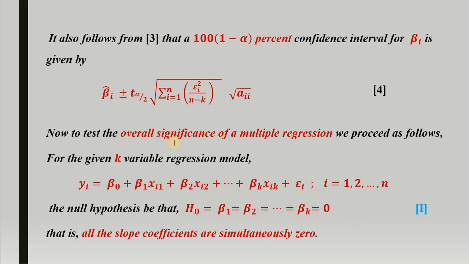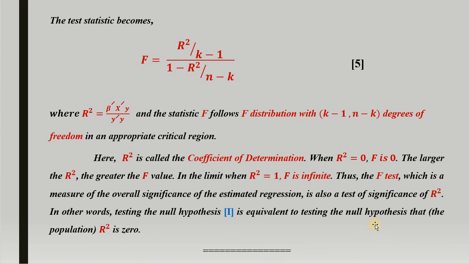So now to test the overall significance of multiple regression, we proceed as follows. For the k variable regression model, y i is equal to beta naught plus beta 1 x i1 up to beta k x ik plus epsilon i for all i. Then the null hypothesis is H naught: beta 1 equal to beta 2 up to beta k equal to 0. That is, all the slope coefficients are simultaneously equal to 0. Then the test statistic becomes F.